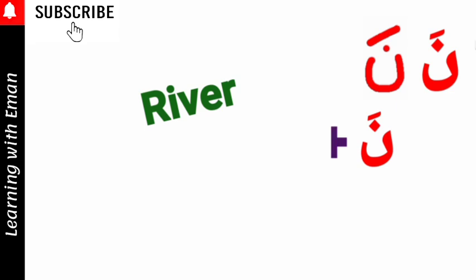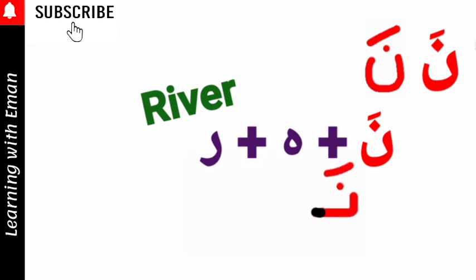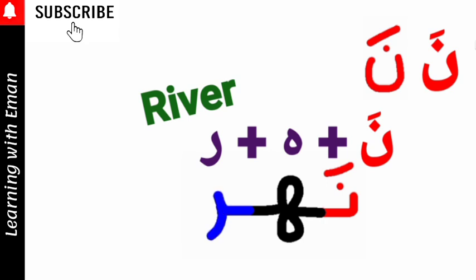Na. He. Ri. Nahr. Now let's join these letters together. Na. He. Ri. Nahr.